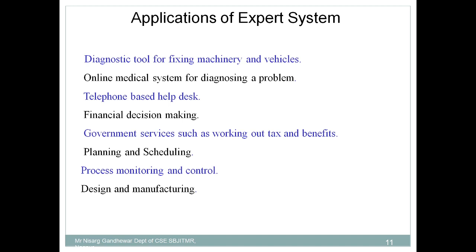It can also be used for planning and scheduling in the aviation industry, or in railways or any transport system, or tourism system. Monitoring also: in the battlefield, it can be used as an assistant. And it can also be used in manufacturing industries to solve various complex problems which require domain specific knowledge. So these are the various applications of expert systems.